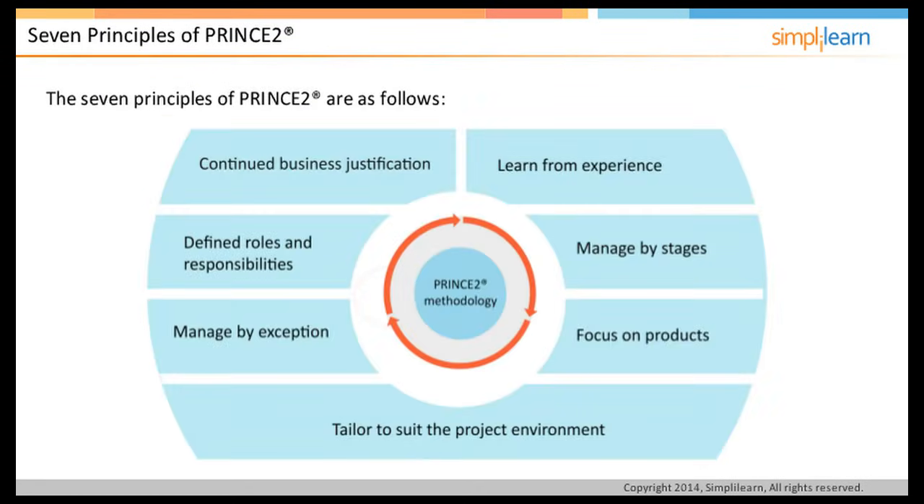The 7 principles of PRINCE2 methodology are as follows. Continued business justification. Learn from experience. Defined roles and responsibilities. Manage by stages. Manage by exception. Focus on products and tailor to suit the project environment. In the next screen, we will discuss the first principle, which is continued business justification.